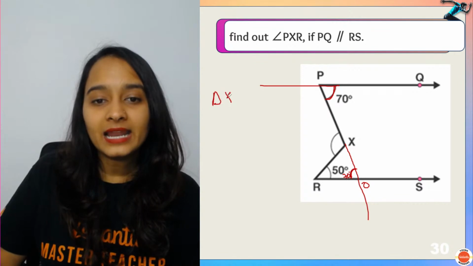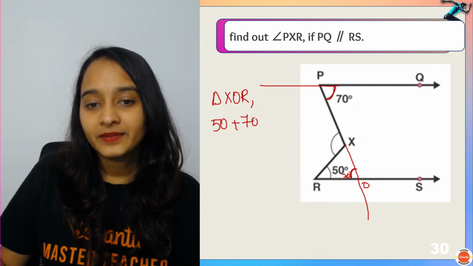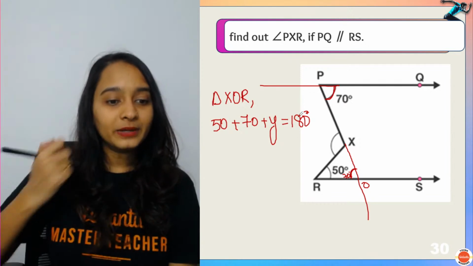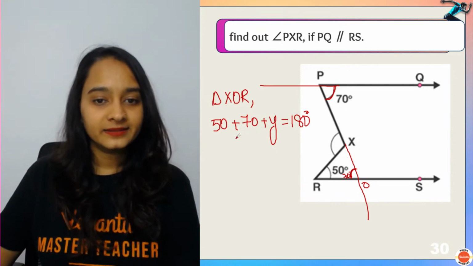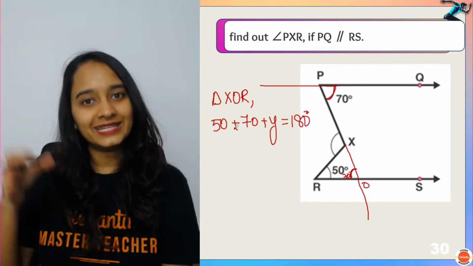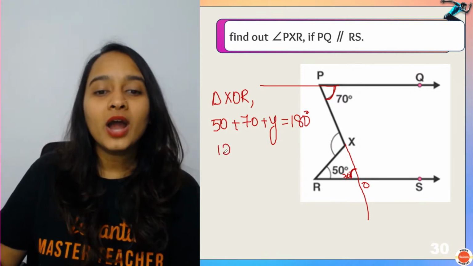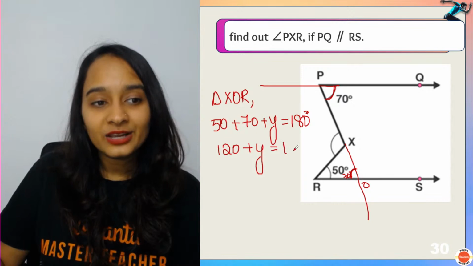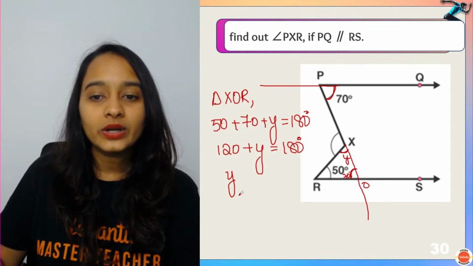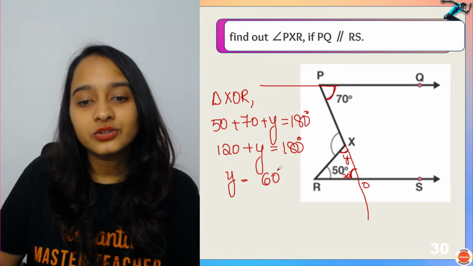Now, in triangle XOR, 50 plus 70 plus Y is equal to 180 degrees. Angle sum property, right? Angle sum property. I don't teach grade 8th, I teach grade 6th, 7th, 9th and 10th on YouTube. Okay, so 120 plus Y is equal to 180. So what is the value of Y? Y is this angle. What is the value of Y? 180 minus 120, which is equal to 60 degrees.